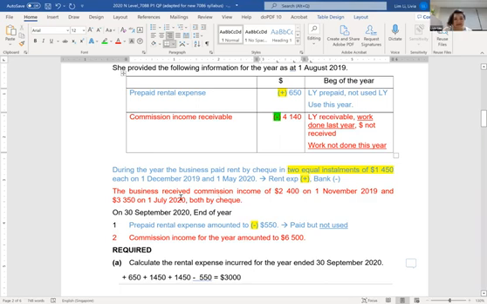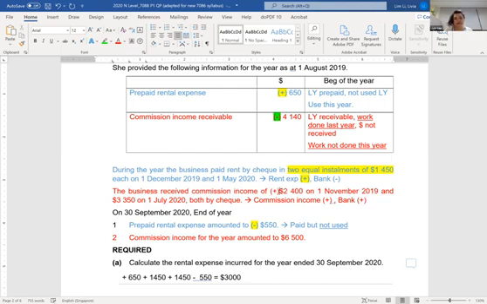And then after that, we go and take a look. The business received commission income of 2400 on this date, and 3350 on another date, both by check. By now we know that when you receive money for commission income, you record commission income plus, and you also record a bank plus. You don't record commission income minus, you record it as a plus. So these two amounts will actually increase your commission income.